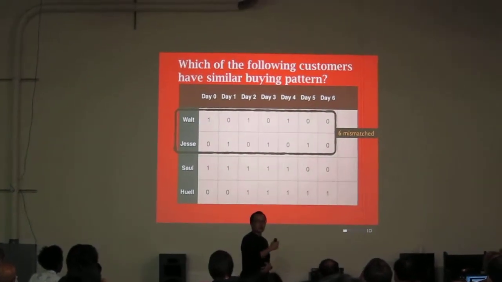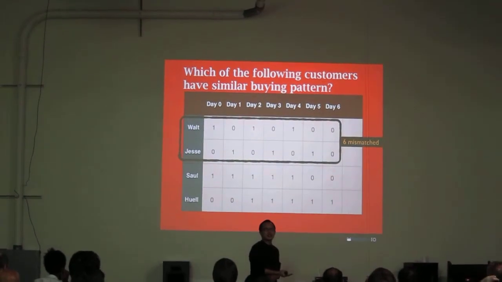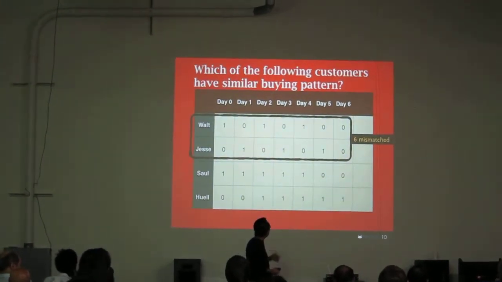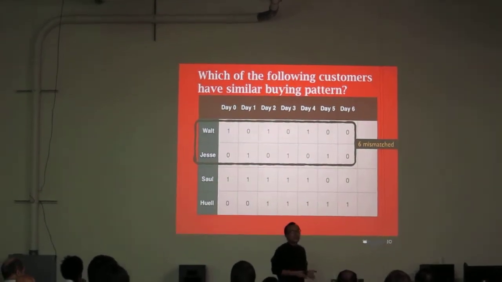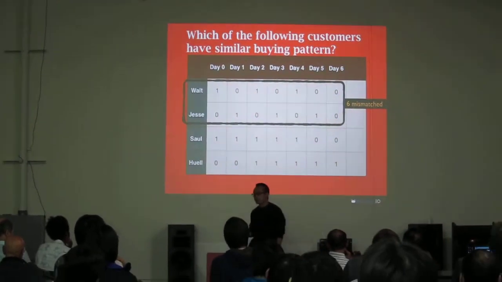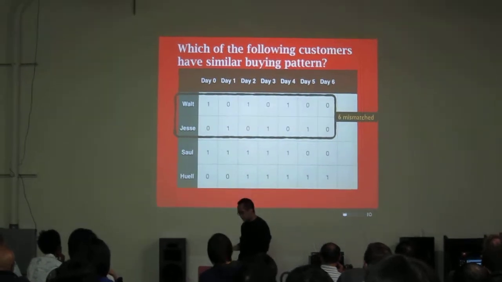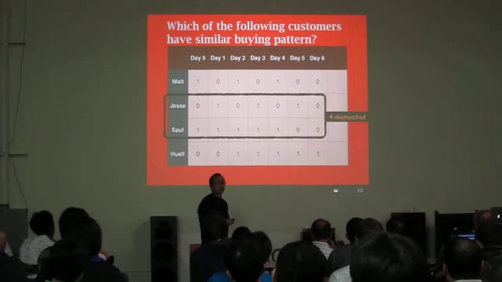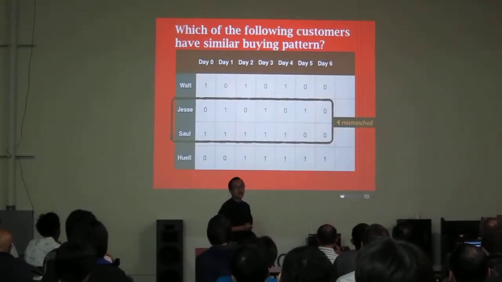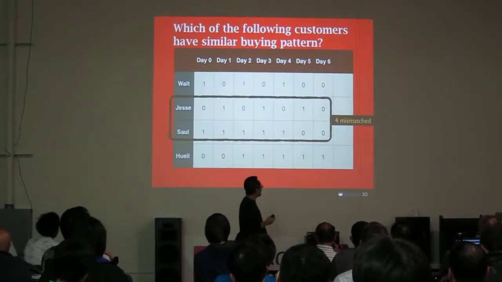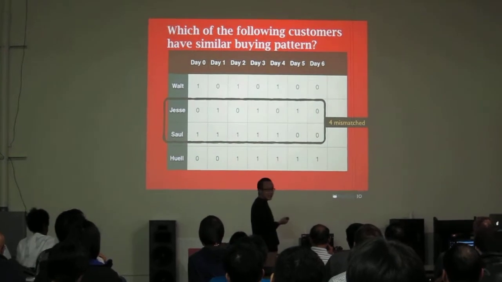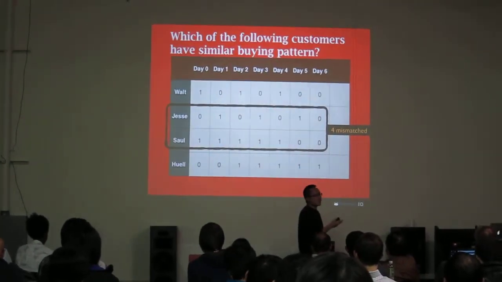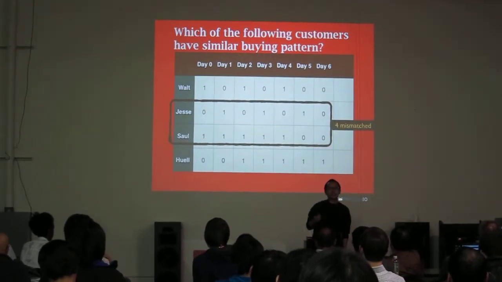The more mismatched, the worse the similarity. So from this perspective, you may say that Watt and Jesse may not have the same buying behavior or the same buying pattern. At the same time, when we compare Jesse and Saul, there are only 4 mismatched pairs. So we may try to conclude that Jesse and Saul have more similar buying behavior than Watt and Jesse, which is obviously not the case.